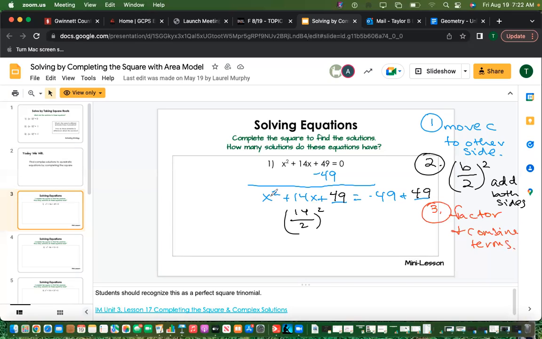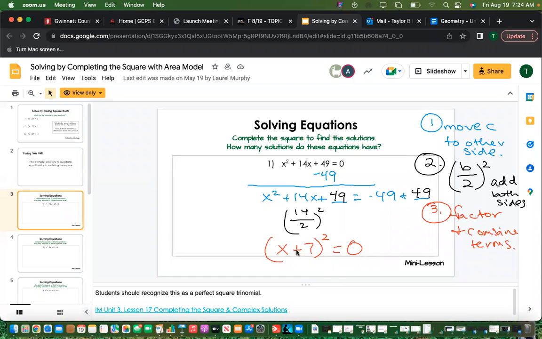Okay, so on this side, we're going to write this out in factored form. The easiest way to write this out is to say x plus whatever your b divided by 2 term is, which is 7. And we're going to say squared. And when we combine this side, we're going to get 0. I'm going to take a second and pause. Okay, so now we can actually solve this out.